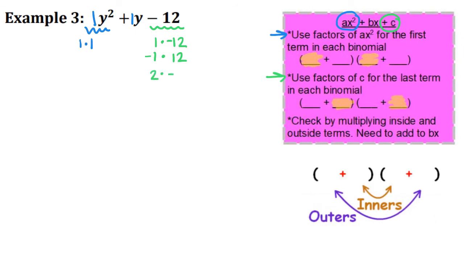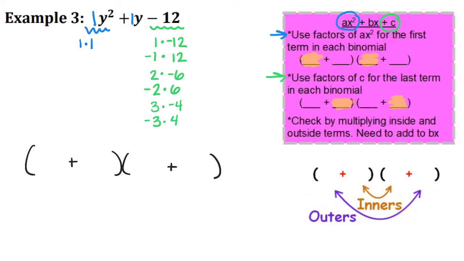Instead of 2 times 6, maybe 2 times negative 6. Remember making one of those negative. Or the other one, maybe 2 is negative and 6 is positive. And if I keep going down the list, I can use 3 and negative 4, or maybe the 3 is negative and the 4 is positive. So lots of options here with my negative 12. So this might really be a guess and check here. So let's set up our template.